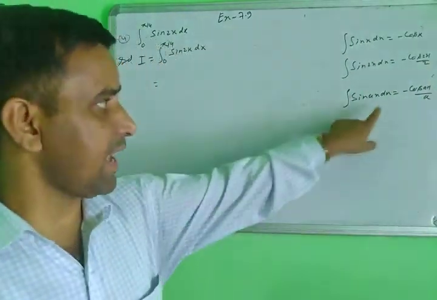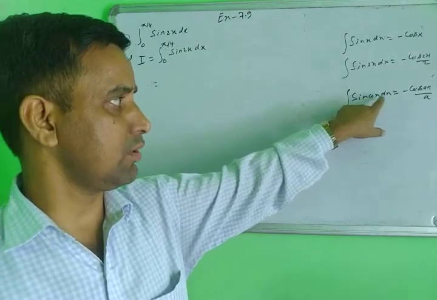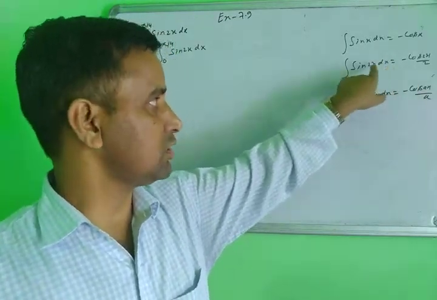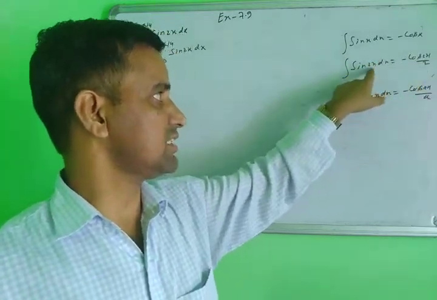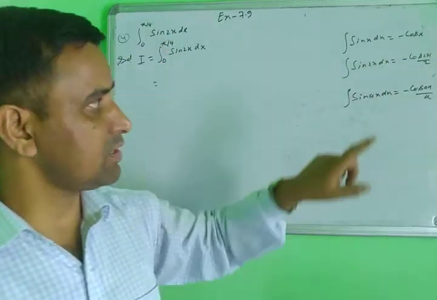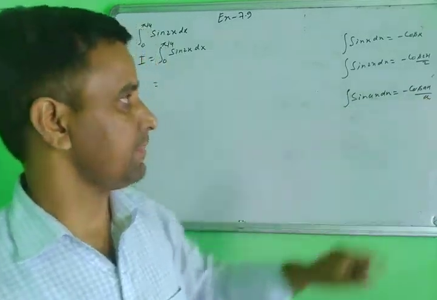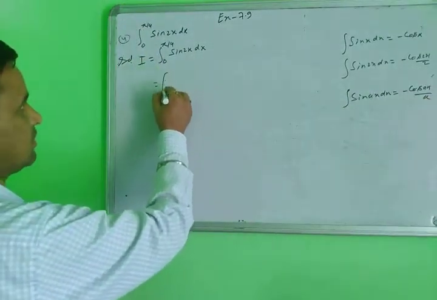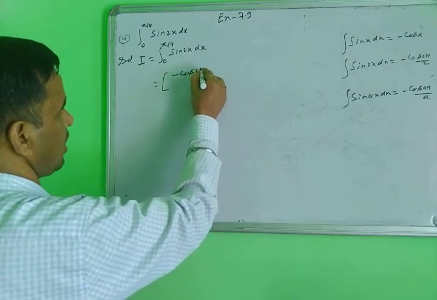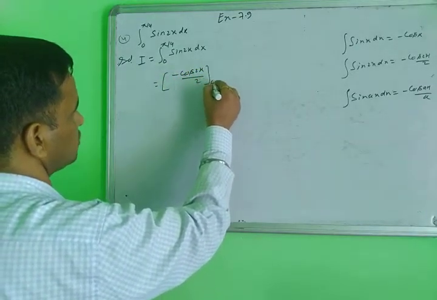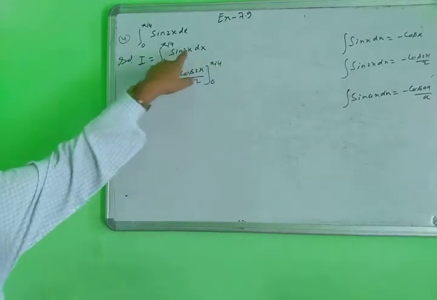If you have any constant, any coefficient of the variable, you will divide by the same number. Suppose you have 2, then you write here 2. Suppose you have 5, then you write here 5. Suppose you have 6x, then you write here 6. Here a means any integer, then you write here divide by a. According to this way, sine 2x means minus cos 2x upon 2, and you are using 0 to pi by 4. This is your limit.